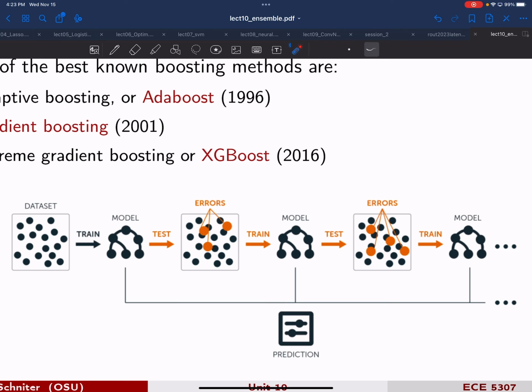Yes? Does this all use one data set, or are you using the full data set? So here you would be using the full data set. Yes. At least in the method as I've seen. Yeah.